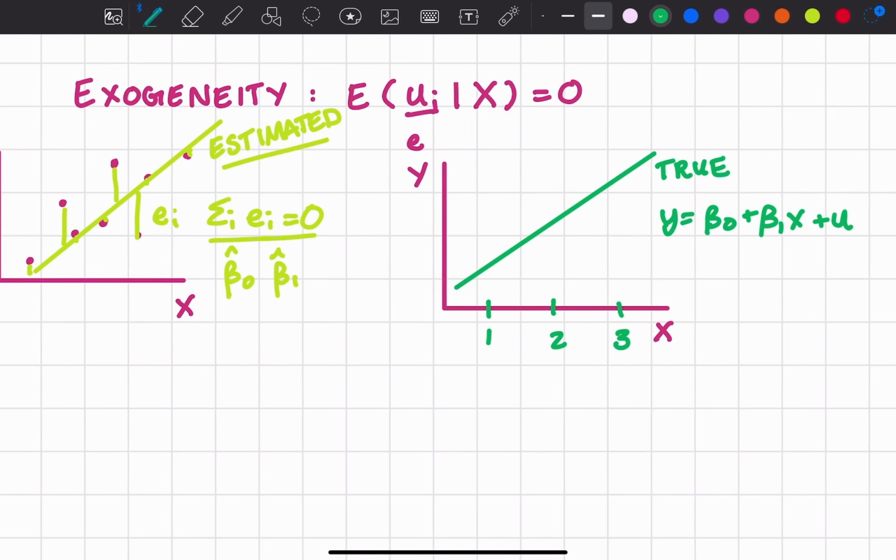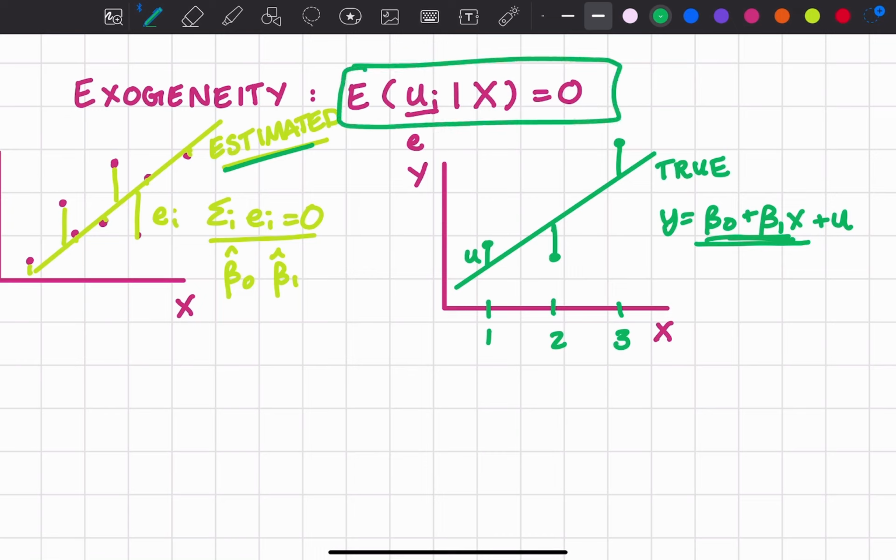And so if our data point is here, and then here, and then here, the U is the vertical distance, but it's not the vertical distance between our data point and the estimated line of best fit. It's the vertical distance between our data point and the true line of best fit, which is this thing, right? So if exogeneity holds, here's our equation for exogeneity. It means that the expected value for U for any given observation, given X, is 0.